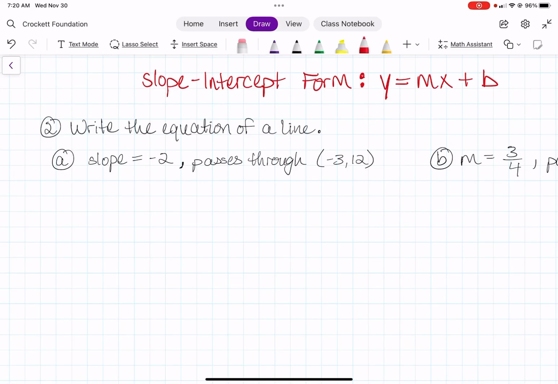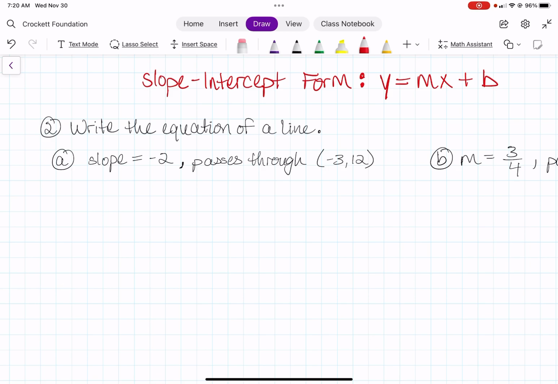We're going to do another short lesson on writing the equation of a line, but this time we're given different information. They're giving us the slope and some other point. If you watch my other video, we did write the equation of a line given the slope and the y-intercept. Now we're doing write the equation of a line given the slope and another point. So let's go ahead and jump on in.